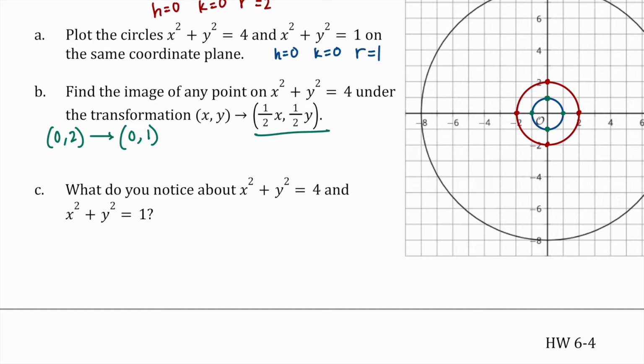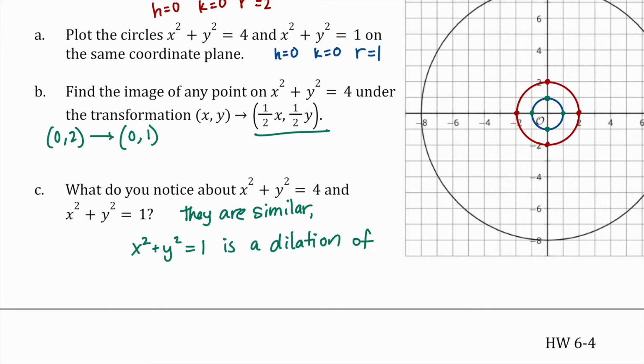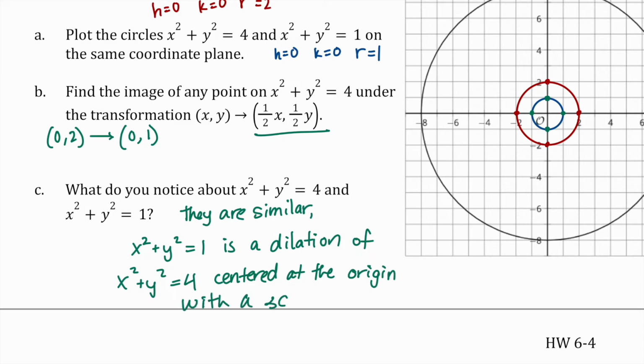So they are similar. We can say that x squared plus y squared equals 1 is a dilation of x squared plus y squared equals 4, centered at the origin with a scale factor. Oh man, my writing is getting sloppy. I'm trying to go fast. With a scale factor of 1/2.